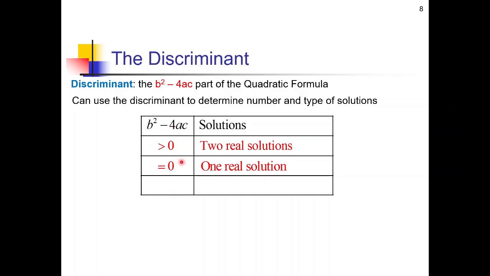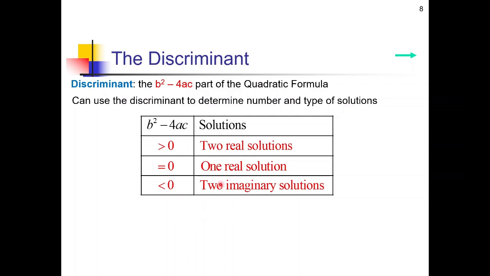Now, the other case we haven't looked at is if our discriminant comes out negative. If you're square rooting a negative, then you're not getting any real solutions, but you're going to be getting 2 imaginary solutions. You're getting a real number plus or minus whatever your imaginary component was.